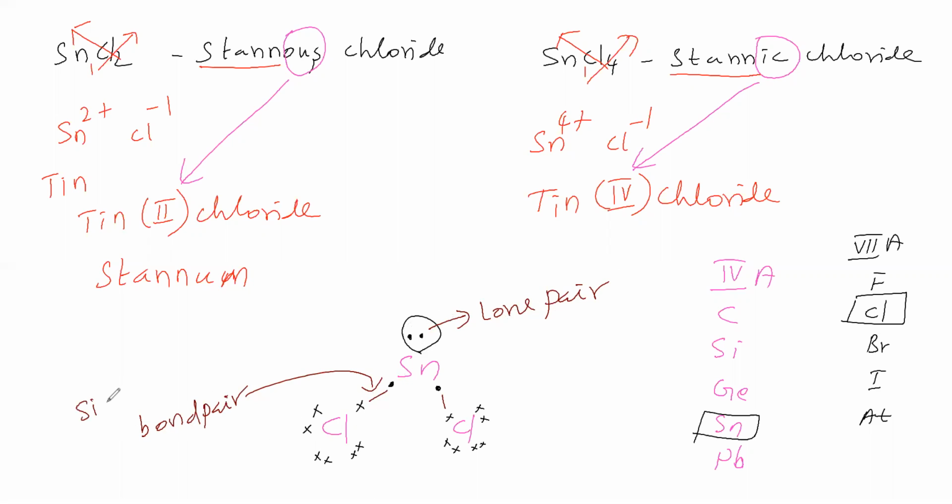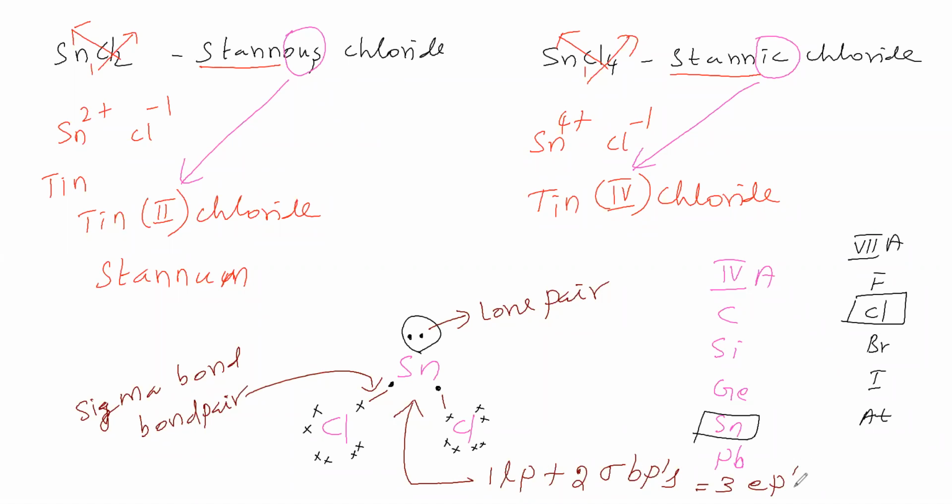This single bond is also called a sigma bond. Therefore, it is a sigma bond pair. We can call this a sigma bond pair, and we can call this a lone pair. Now this tin has how many lone pairs? One lone pair. How many sigma bond pairs? Two sigma bond pairs. Totally how many electron pairs? Three electron pairs: one lone pair and two sigma bond pairs. Totally three electron pairs are there in the tin of SnCl2.